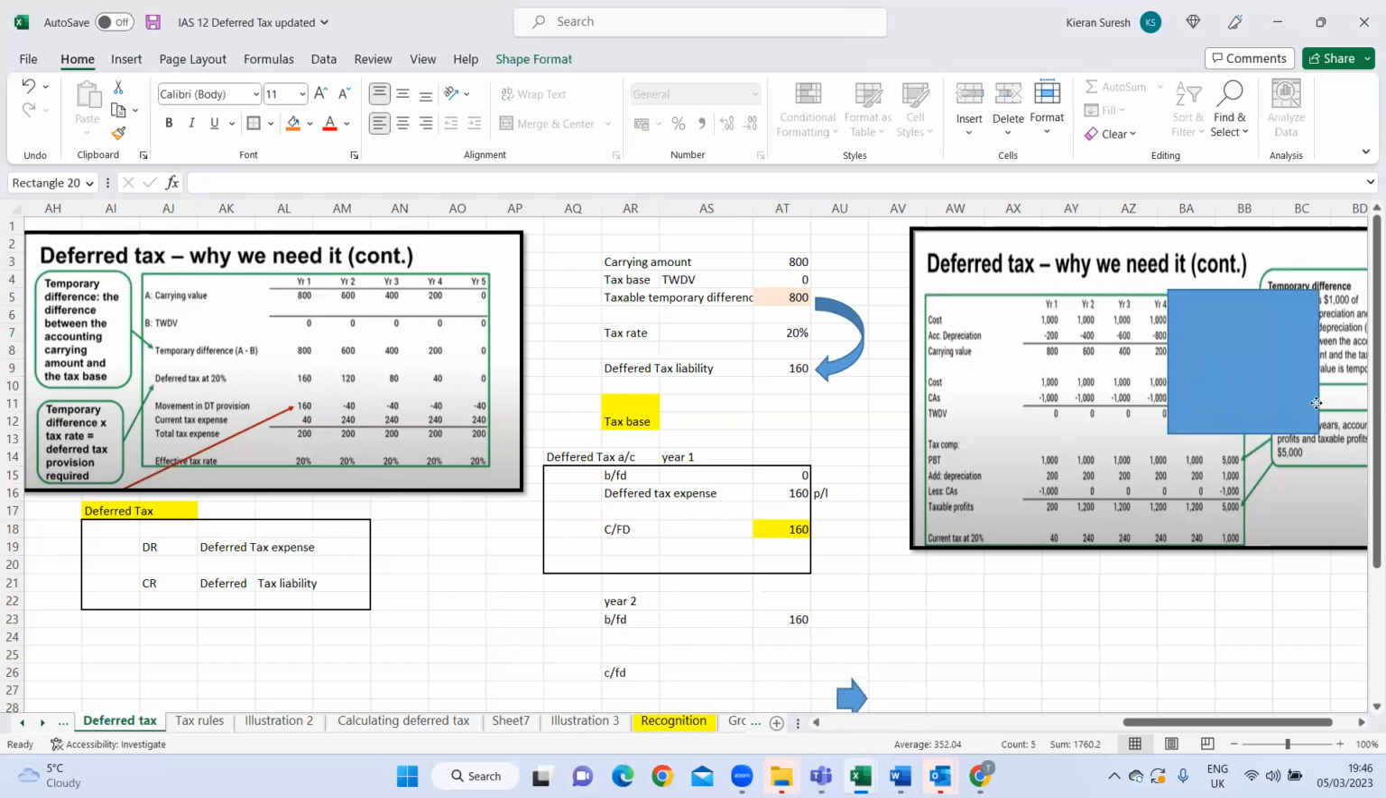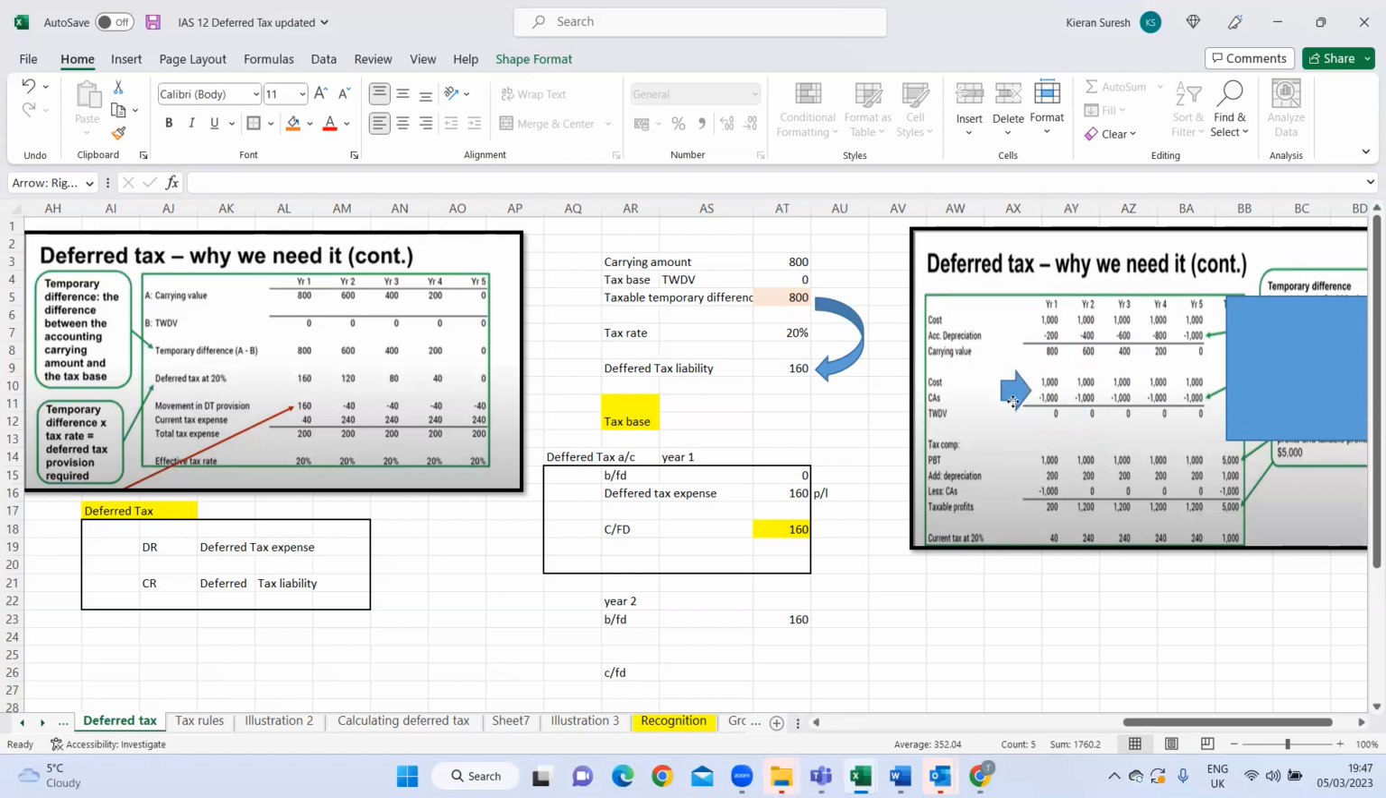Now if I can do this from here, in my books, I have 600. That is my carrying amount. In the tax authorities' books, their tax base is zero. The tax written down value was zero because there is no allowance given; everything was given in the first year. So there is no difference, right? So they would have a zero figure for the tax base.